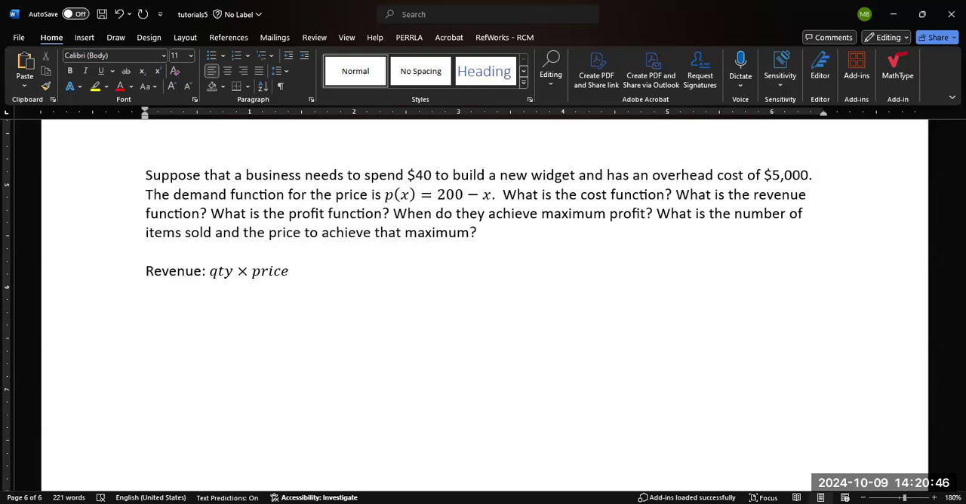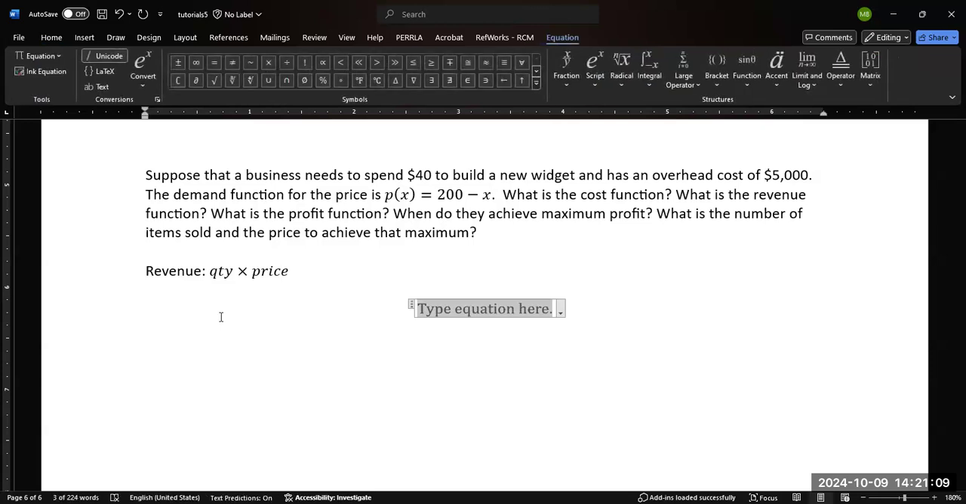But if the price is variable, it depends on demand and supply and those other kinds of things, then we will sell different numbers of items depending on the actual price that we set. And in that case, we get a revenue equation that is not a linear equation, as we saw in the previous example. The cost usually does not change. But if it is not linear, they will usually give it to you. So here, our cost, we're spending $40 to build every new widget, and we have an overhead of $5,000. So that's our fixed cost.